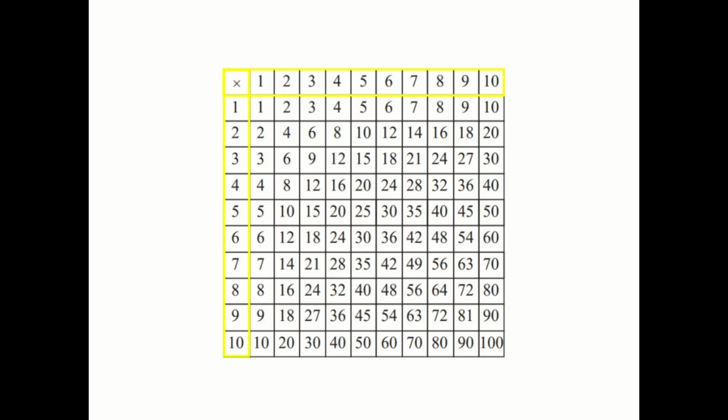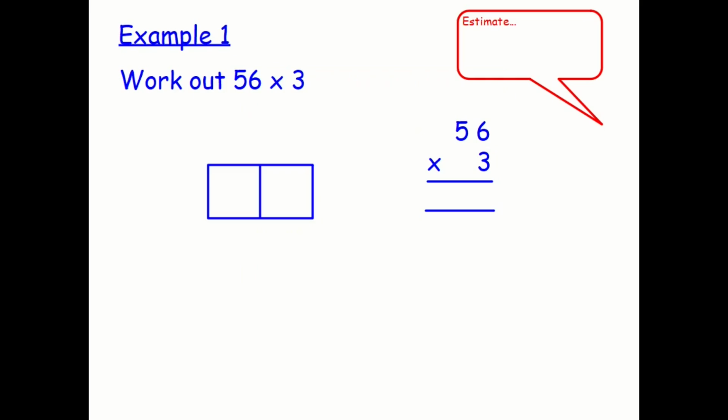In this video, I'm going to show you two different methods for multiplying numbers. One that I'm going to call the diagonal method, and one called the column method. So let's start with example number 1. It says work out 56 multiplied by 3.